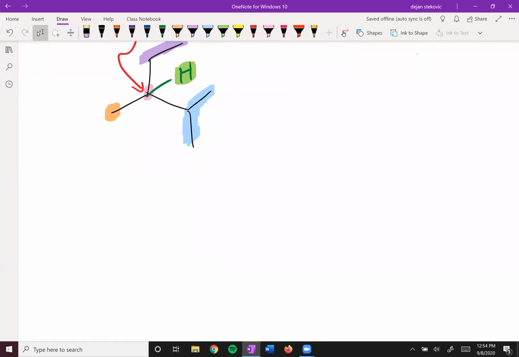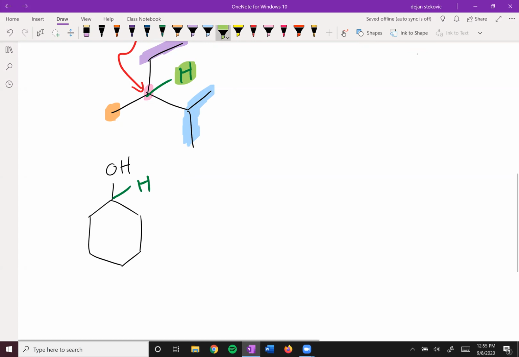Let's take a look at another example. So if we take a look at this carbon right here, obviously there's going to be an H attached. So there's 1 different thing. The alcohol is 2 different things. But then if you look at the left and the right side, they're the same. And so this compound is not chiral, or this is not a stereo center.